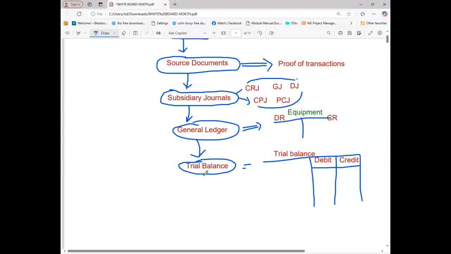Okay, wait. You said the ones you called subsidiary journals are transferred to the general journal, right? Am I right? And remember, from those journals we open accounts called the general ledger. I'm talking about the general ledger.